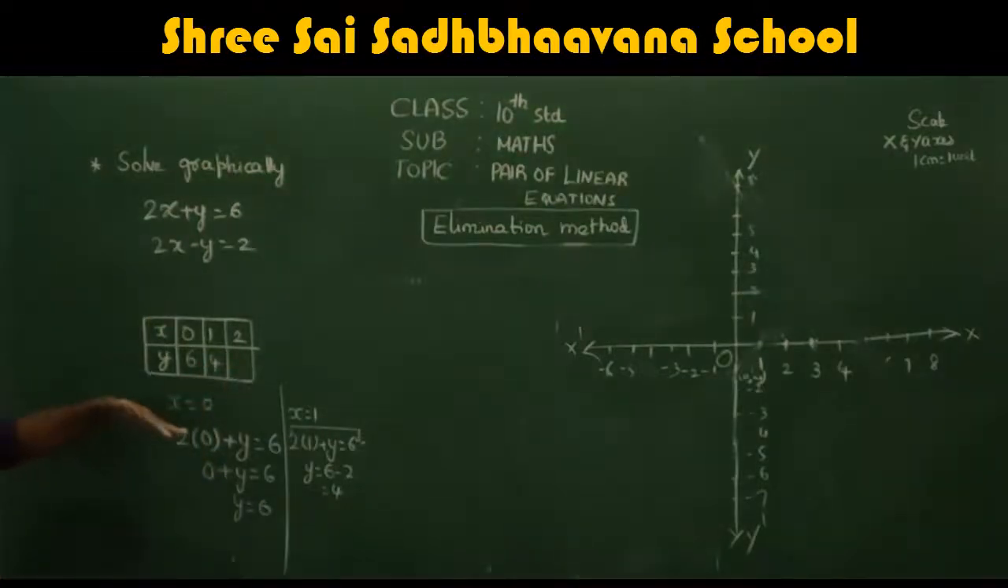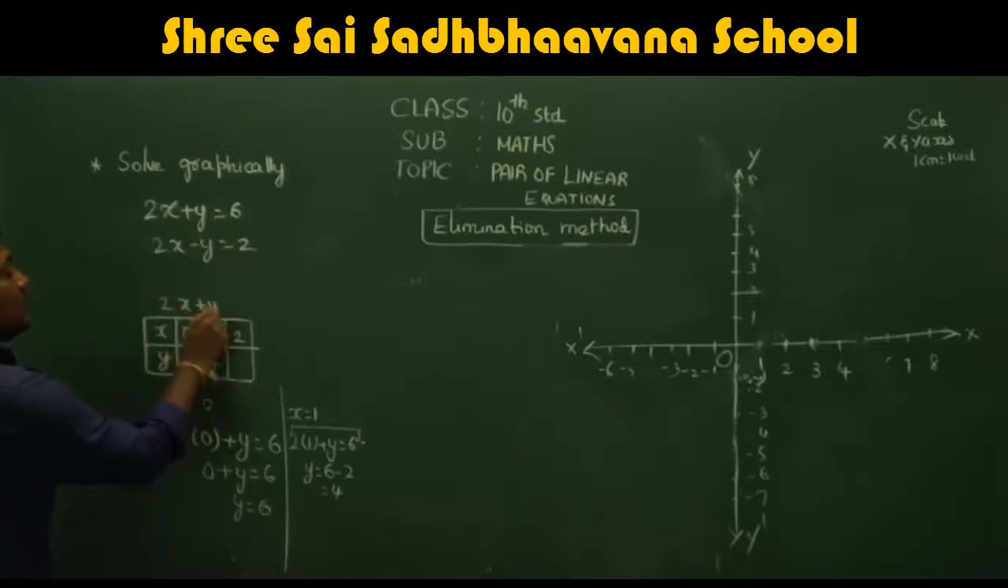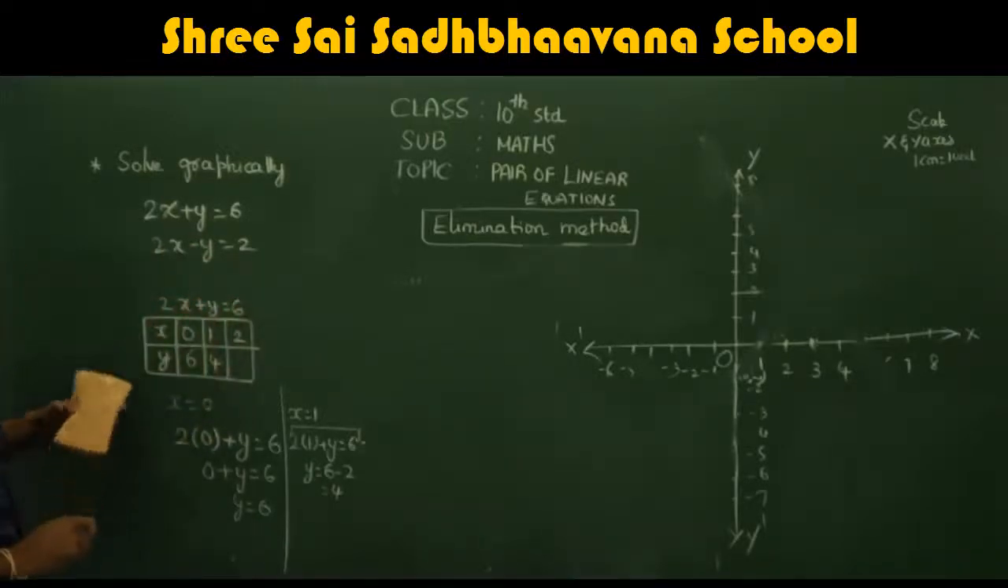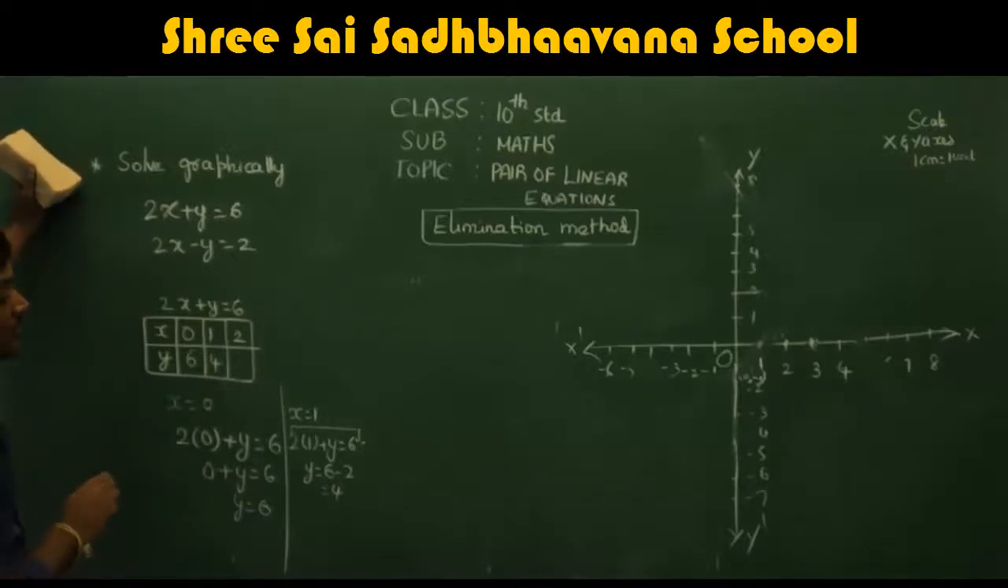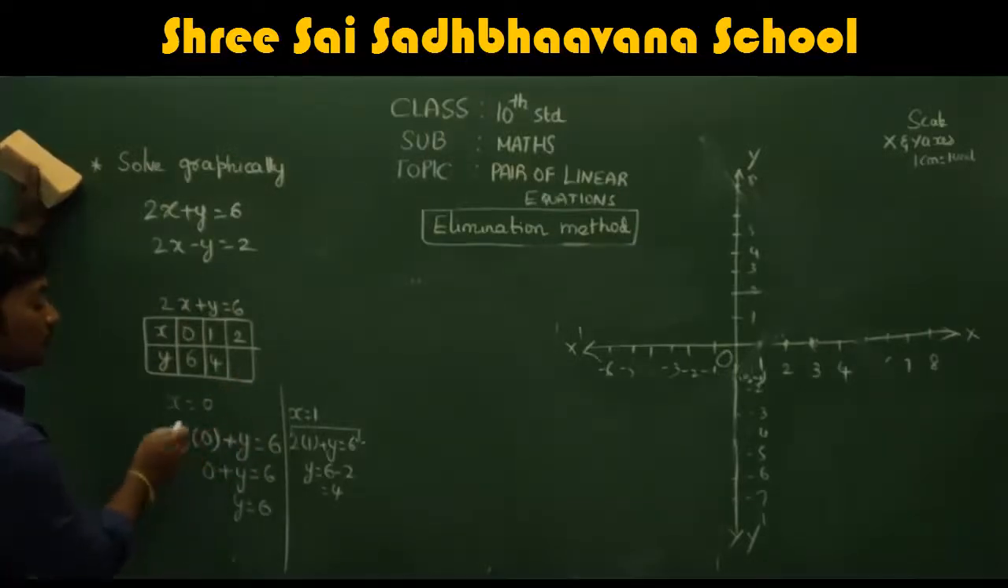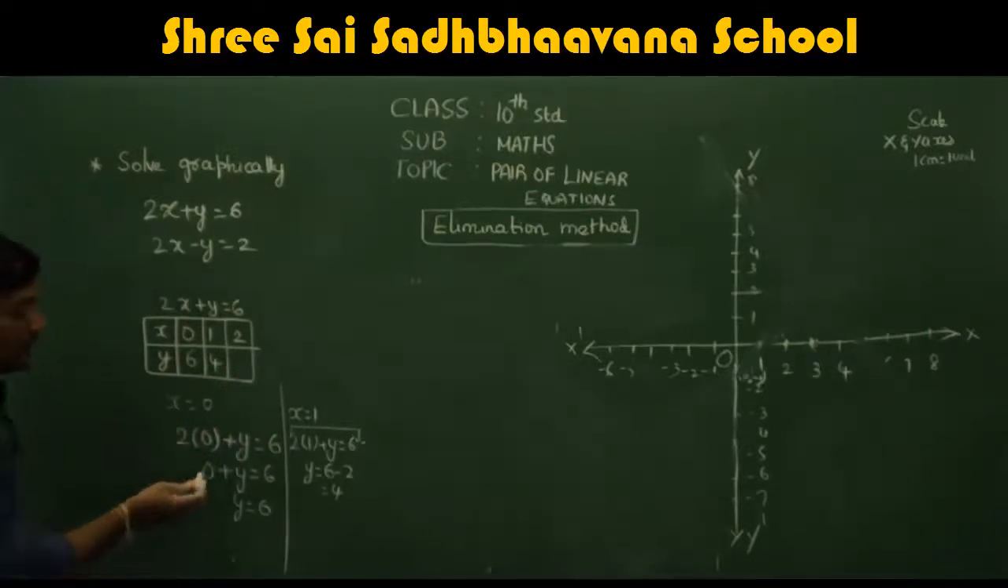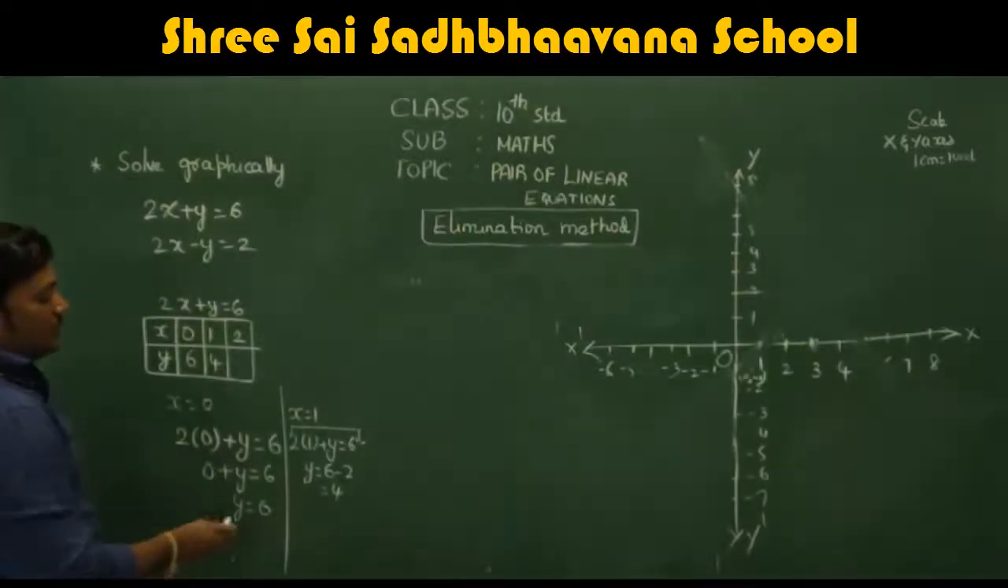We have to do the substitution properly. This is the area where you will make mistakes, so we have to be very careful while doing substitution. Whenever I take x is equal to 0, 2 into 0, I am just taking the first equation here. So 2 into 0 plus y is equal to 6. Any number into 0 is 0 itself. 0 plus y is equal to 6, which is y is equal to 6.